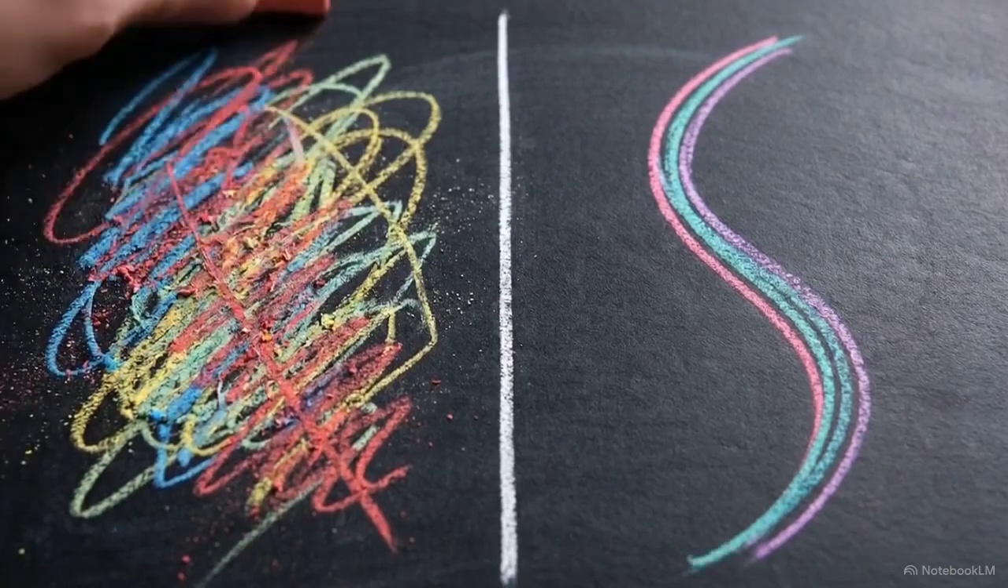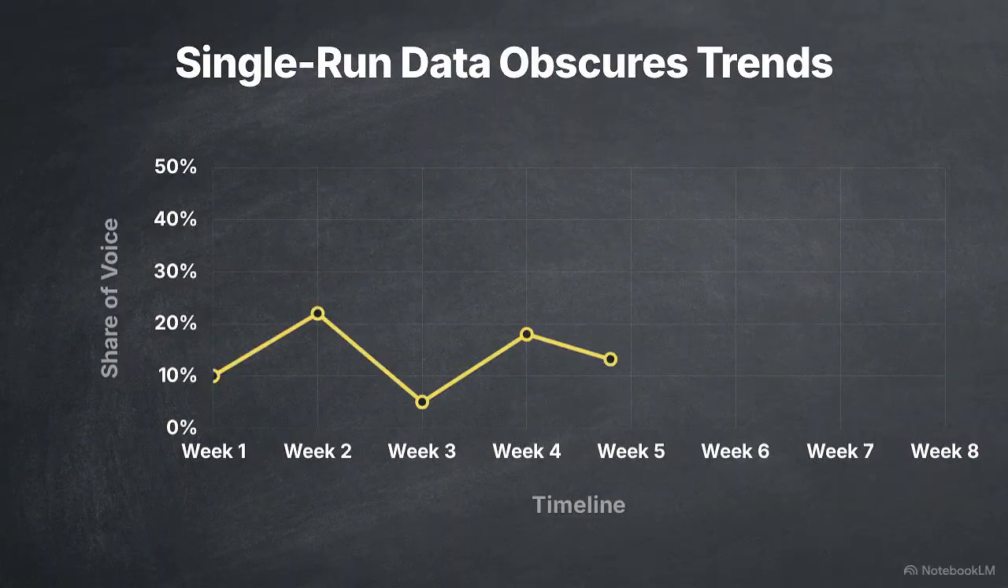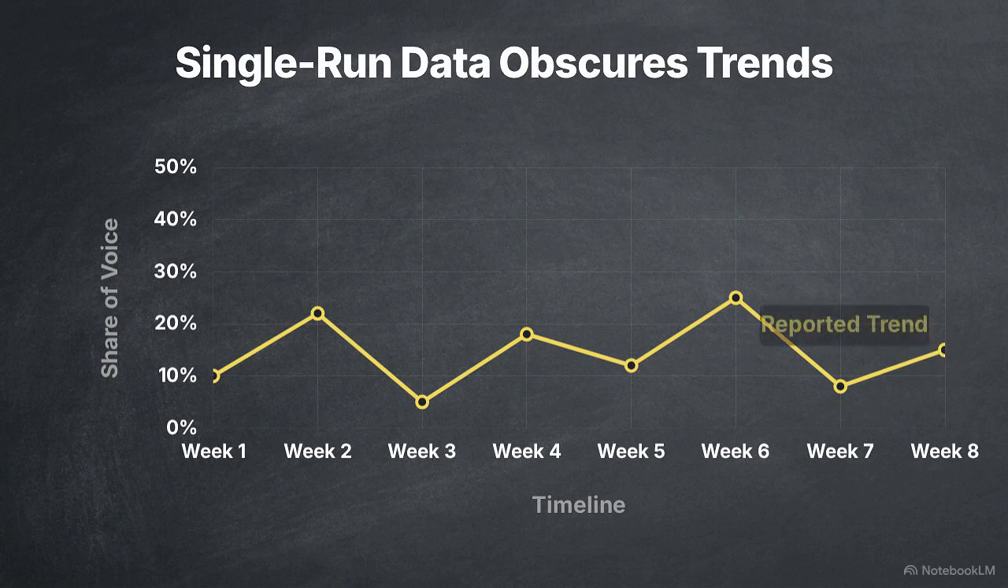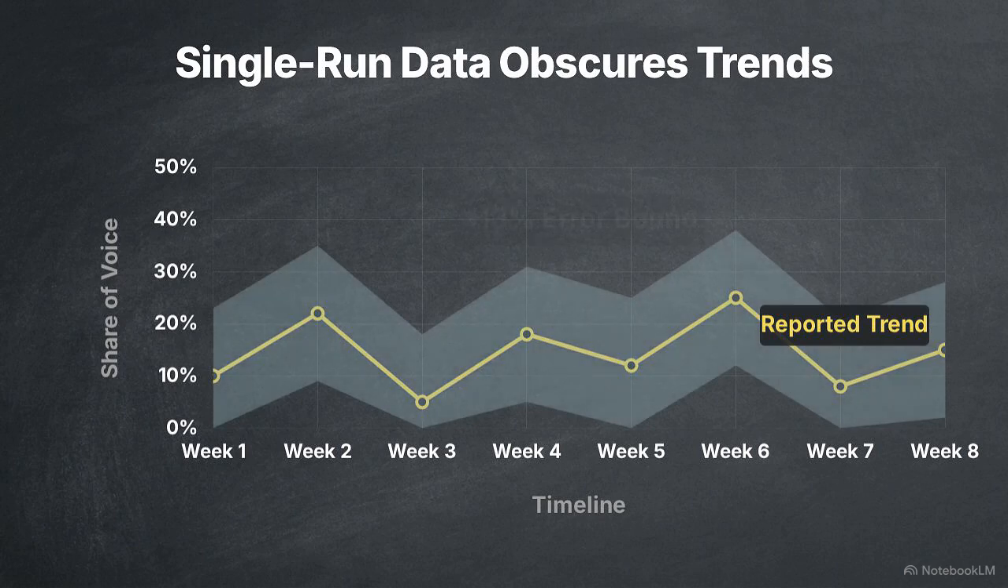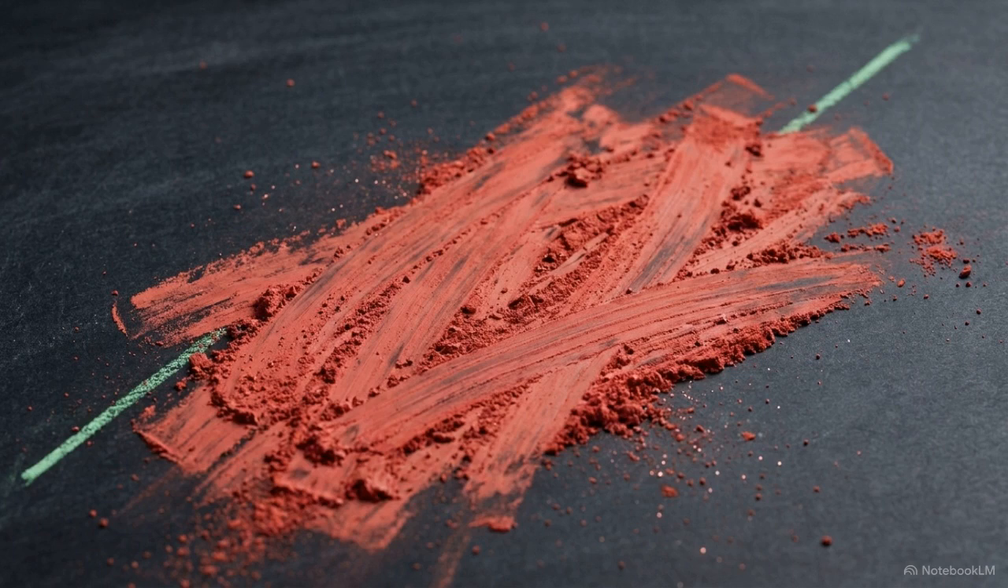Let's bring these two competing methodologies back together for a final, practical head-to-head comparison on tracking performance over time. This chart shows the reality of attempting to track share of voice month over month using a one-run methodology. It results in a chaotic, jagged graph with massive overlapping error bounds that obscure any actual trend. In this chaotic framework, a legitimate 5-point gain in visibility is totally invisible. It is swallowed whole by the plus or minus 13-point margin of error.